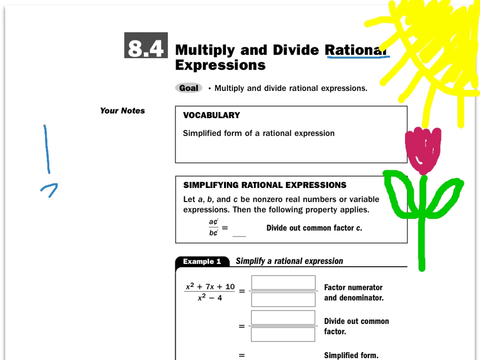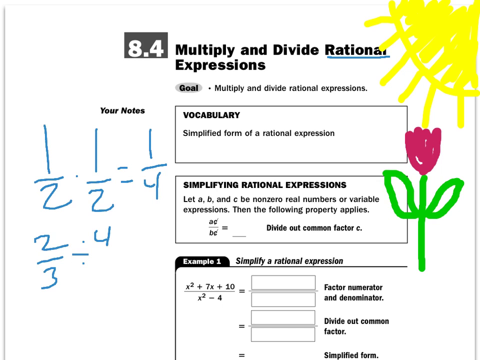If I were to say a half times a half, we would all say top times top is 1, bottom times bottom is 4, 1/4. If I were to divide fractions, something like 2/3 divided by 4/5, remember back to 5th, 6th grade, they'd say take your 2/3 and multiply it by the reciprocal of 4/5, which is 5/4. Top times top is 10, bottom times bottom is 12. Just a little refresher for you guys in those fractions and the multiplying and dividing.